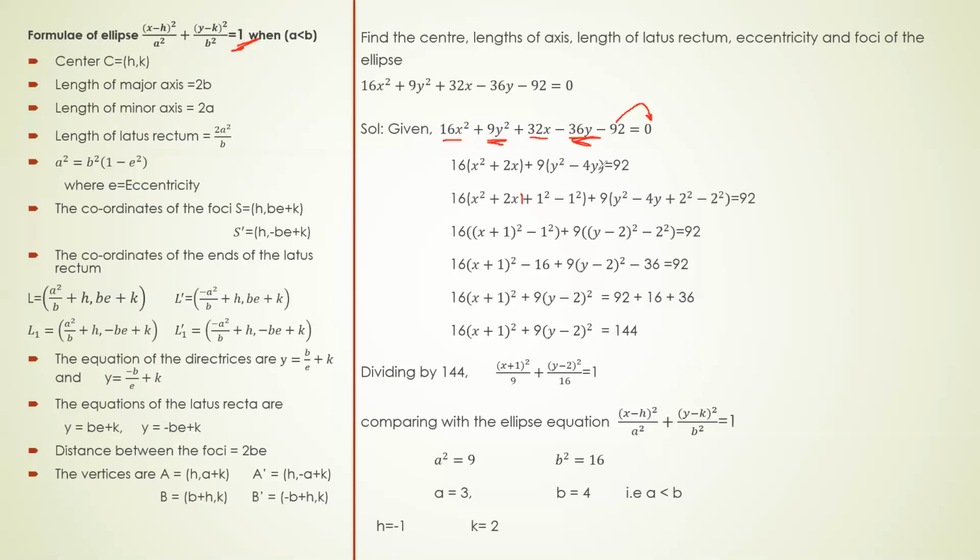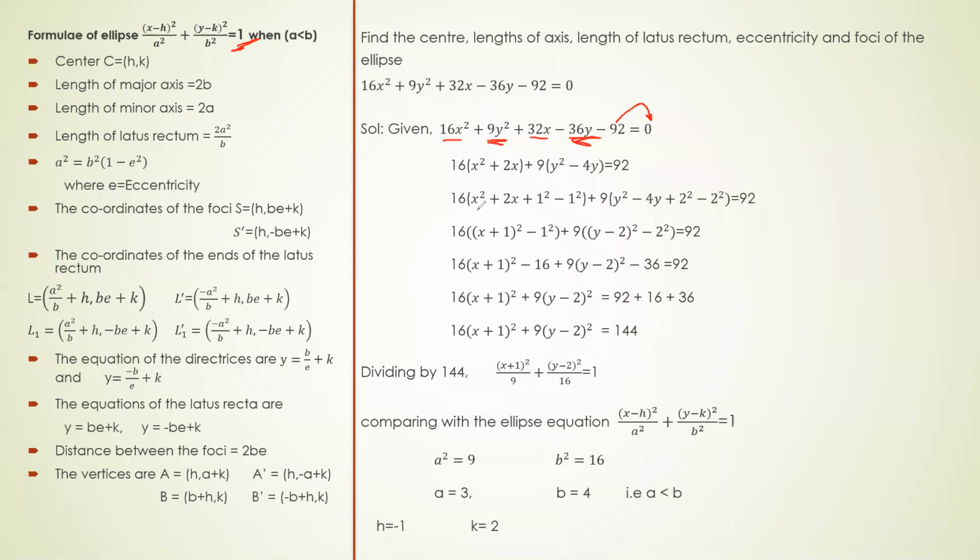Here, y square minus 4y is there. So I can make use of the (a minus b) whole square formula. What is that? A square plus b square minus 2ab. If I take b as 2, then I'll be getting a square plus b square minus 2 into a into b. So it will be minus 4y. When I'm adding 2 square, I have to subtract 2 square. So added and then subtracted. 92 as it is.